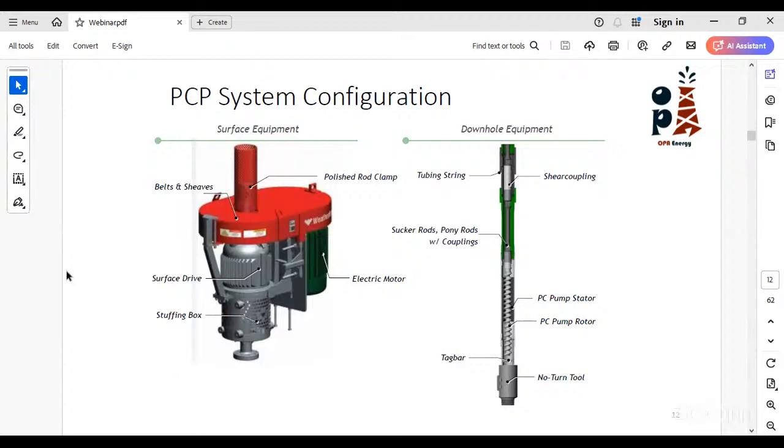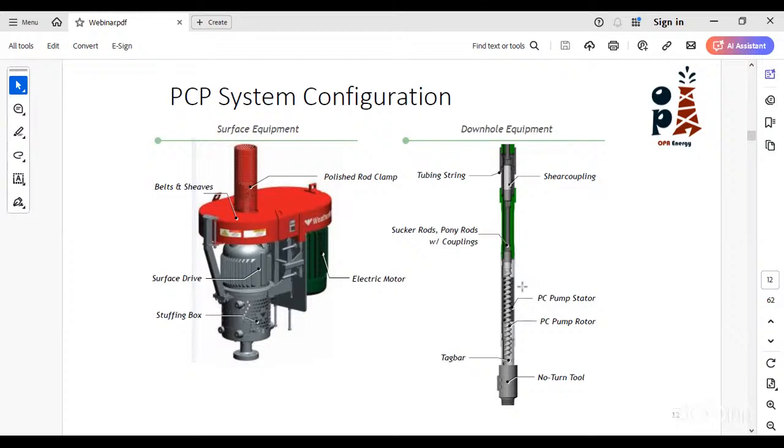So what is the configuration of our PCB system? We have downhole equipment and surface equipment, and the thing that transfers the motion from the surface equipment to the downhole pump is the rods, exactly the same rods that we have in the sucker rod system. So what we have in our PCB configuration, let's start with downhole equipment.